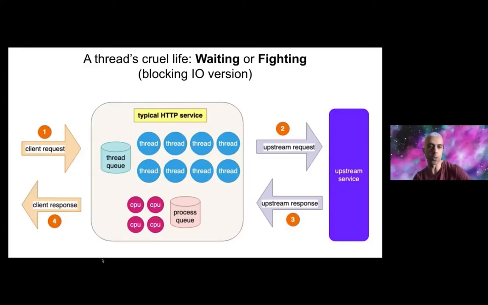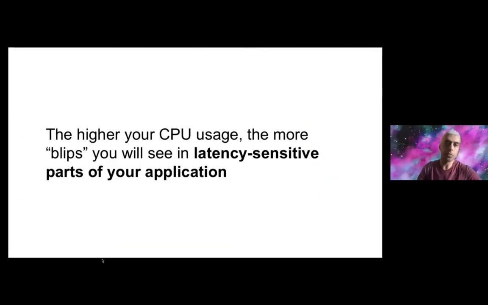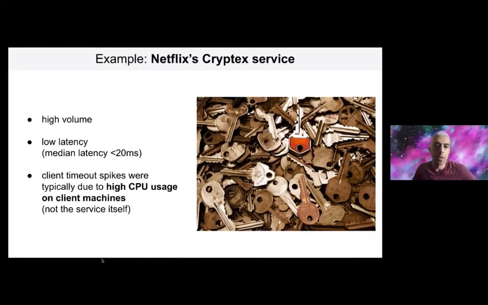You could be kicked off multiple times between step 1 and 2, and also multiple times between step 3 and 4. And that's just the nature of the life of a thread and how it gets on and off of the CPU. And so in general, the higher your CPU usage is, the more blips you're going to see in the latency sensitive parts of your application. And that's because your thread is basically having to fight for the CPU.